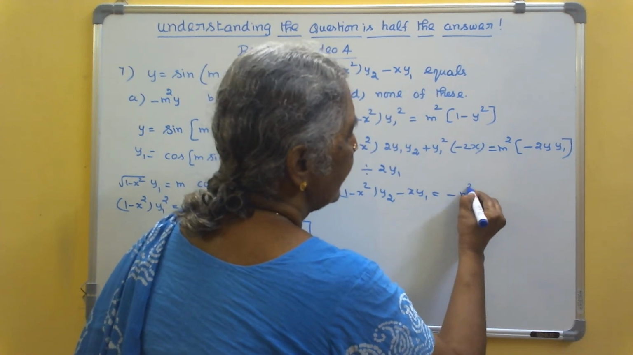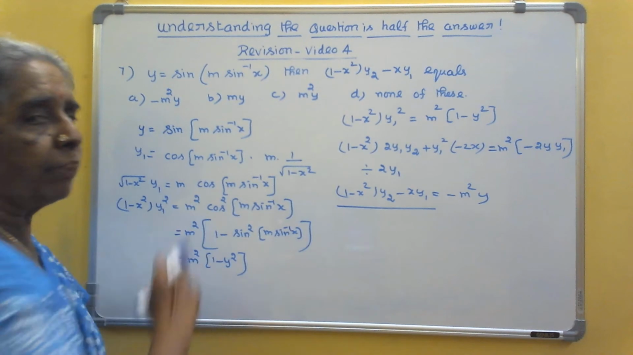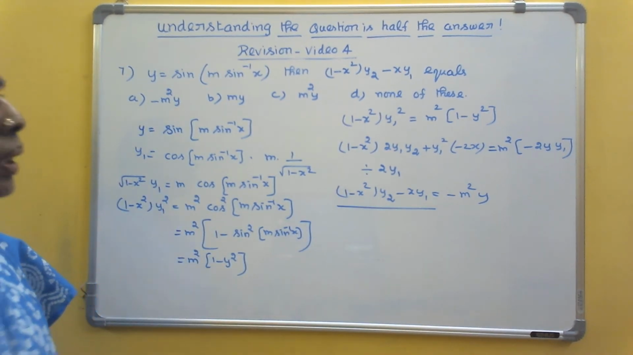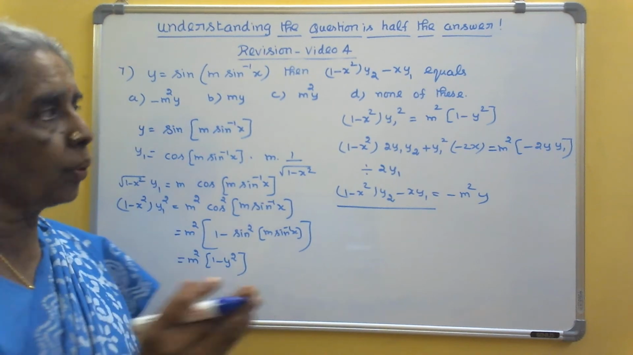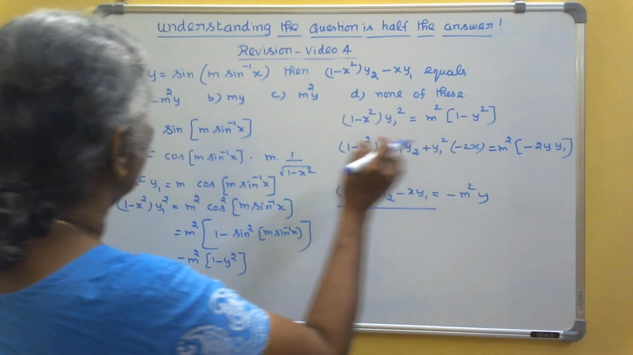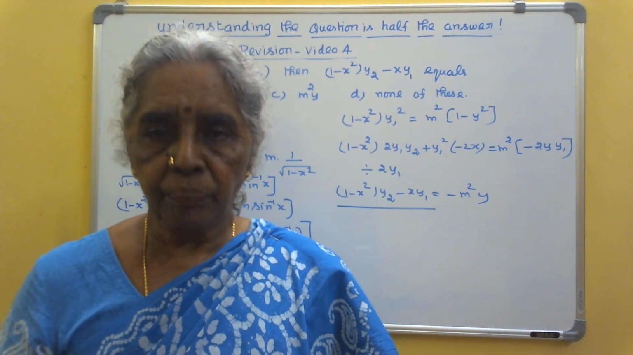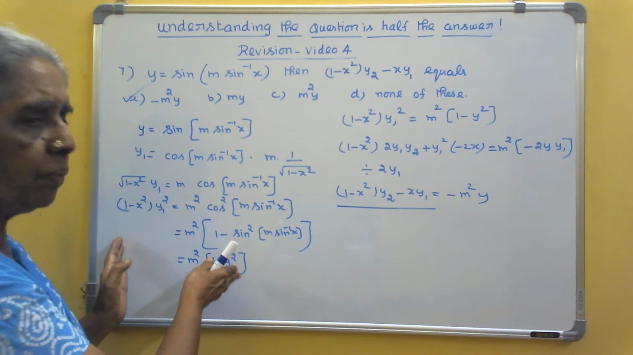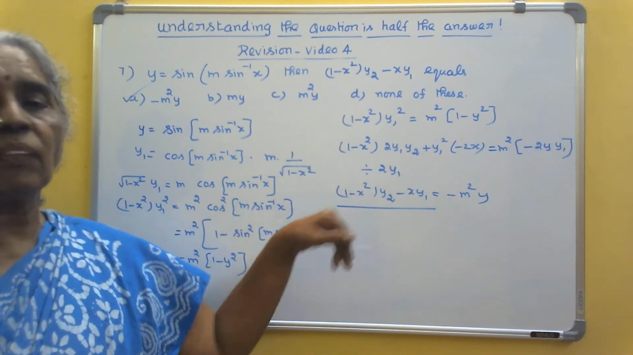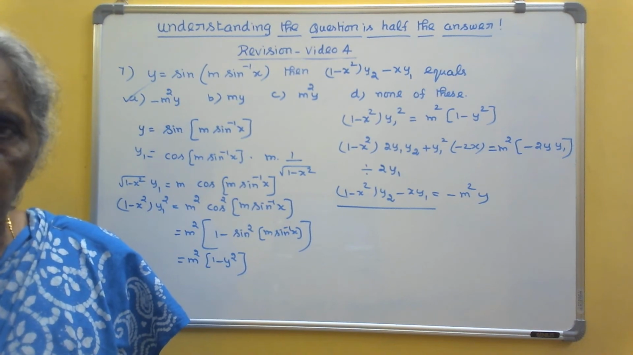You get minus m squared y. See, this is what is given here. 1 minus x squared into y2 minus xy1. What is the answer you are getting? Minus m squared y. So, option A is the correct option. Is this method easier for you? When you square it, it becomes simpler and the second differentiation is very easy for you. Is this sum clear to you?